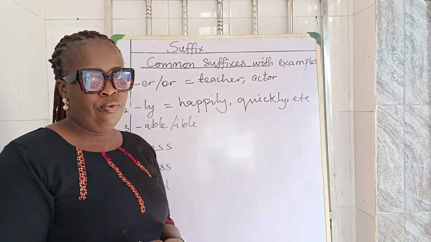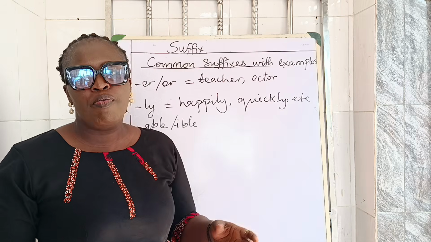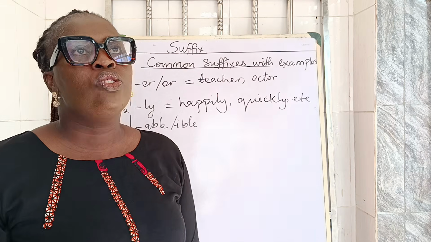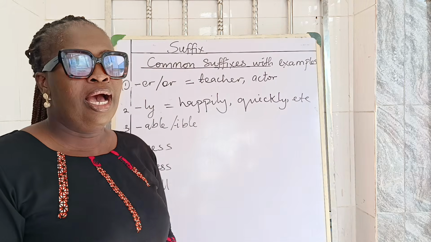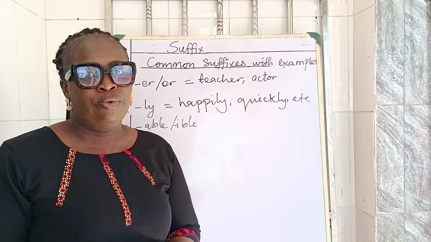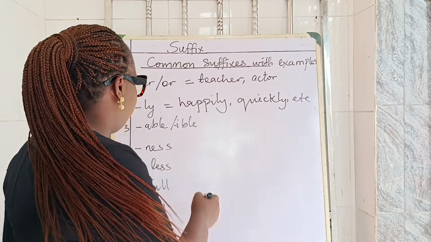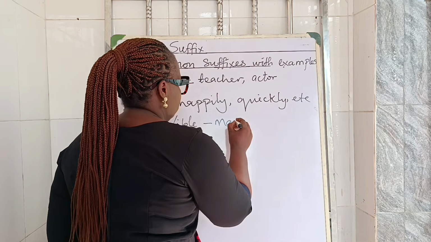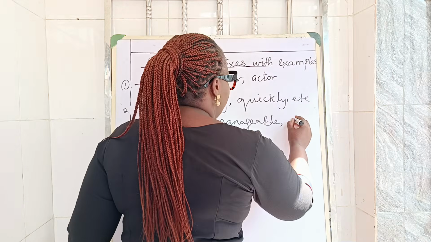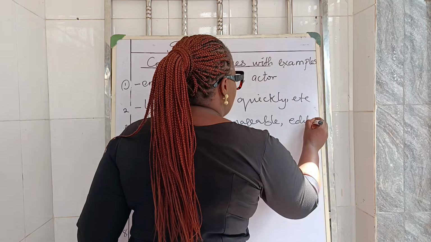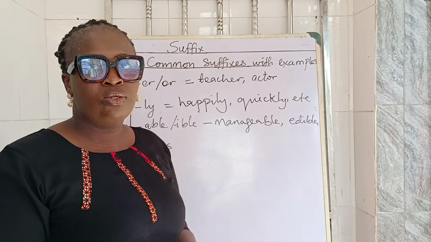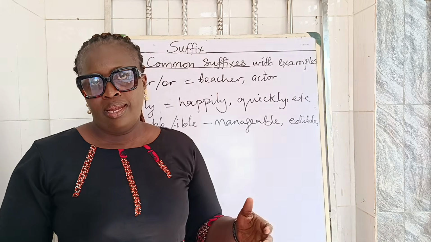Let's look at number 3. You have able or ible, which means being capable of. Which means what? Being capable of. An example is manageable. We can have this as edible, and so on. Right?